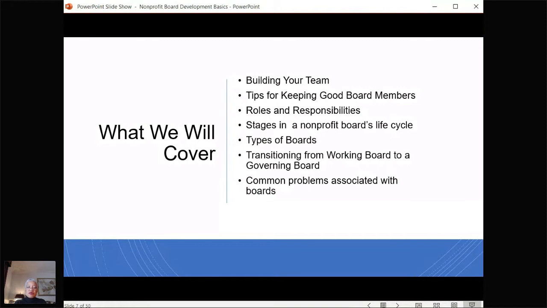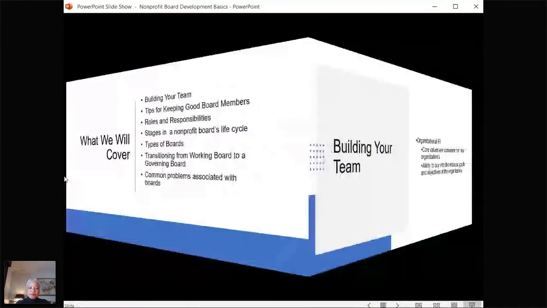We will also talk about the stages in a nonprofit board's life cycle. We'll talk about the types of boards, and remember, we'll be taking a deeper dive into the different types next week. We'll also talk about transitioning from a working board to a governing board, and then common problems associated with boards, and then share some ways that you can address those problems.